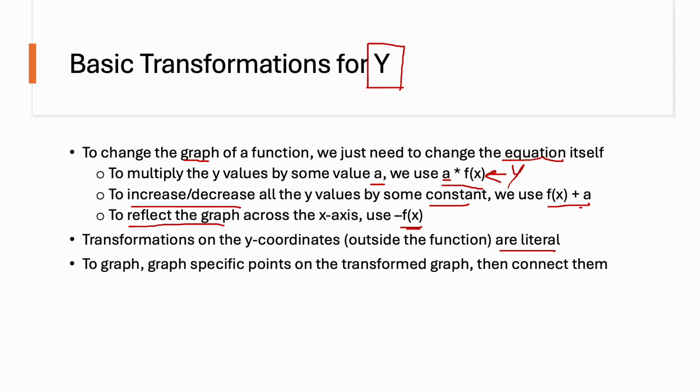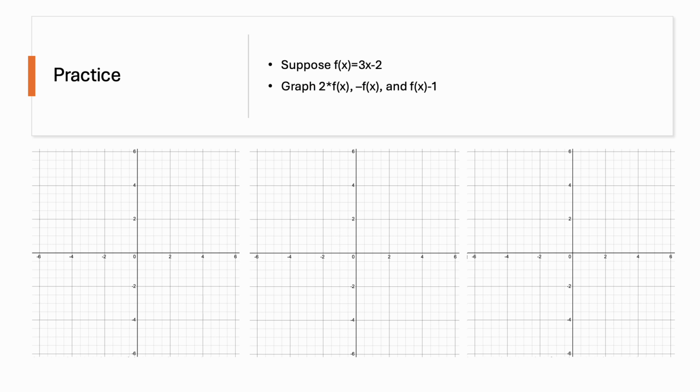And now an important thing to note is when we're graphing, because it's hard to move an entire line accurately, we're going to graph a couple specific points in the transformed graph and then connect them. So let's get some examples. Let's say that f of x is equal to 3x minus 2. First of all, what are some good points here? Let's take the y-intercept for one. So if x is equal to 0, then y is going to be equal to negative 2. So that can be one of our points.